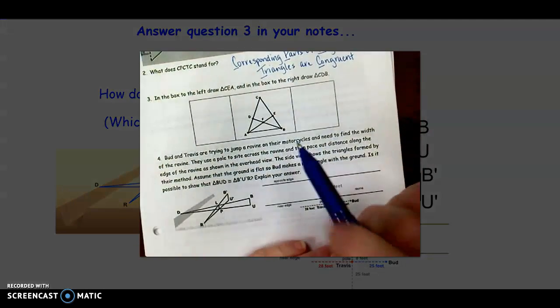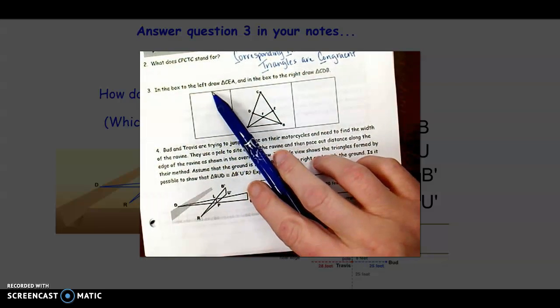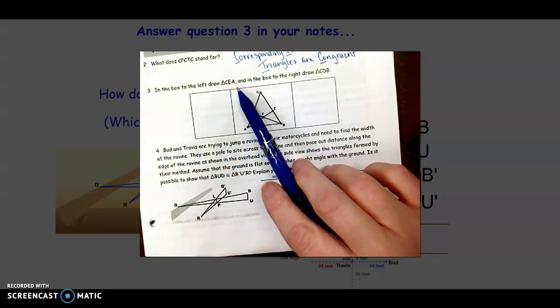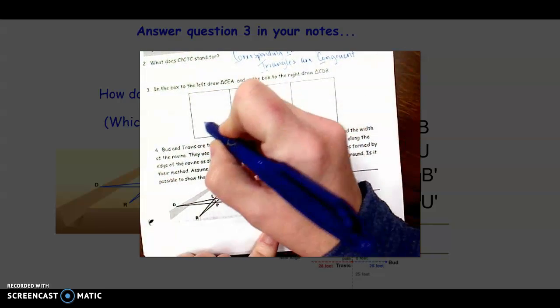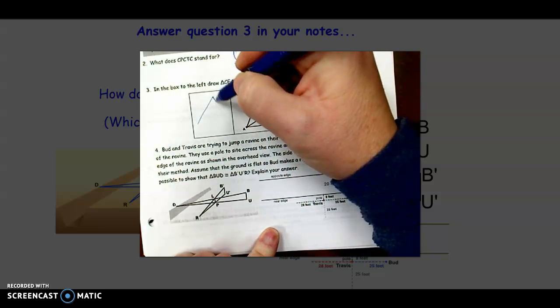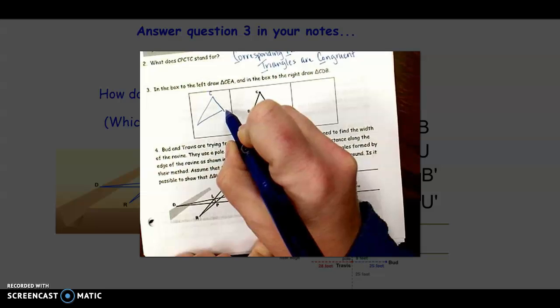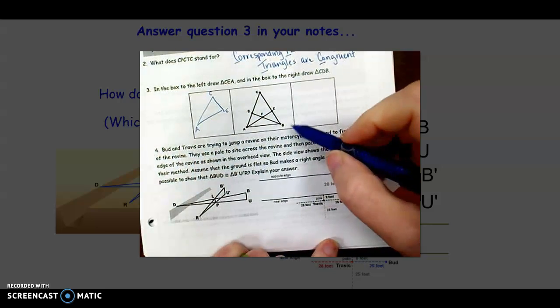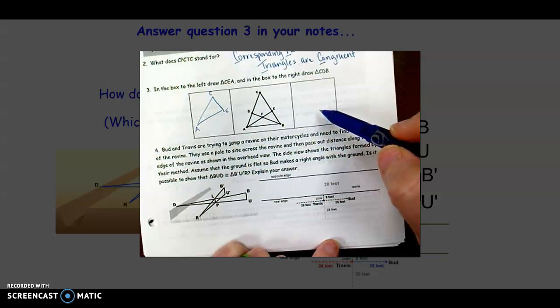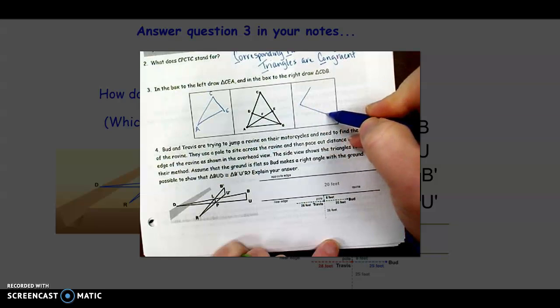This kind of helps us see a little bit that we have two different triangles here. It says in the box at the left, draw triangle CEA. So you're just drawing this triangle here. So I'm going to measure or draw CEA here. Here's CEA, and I'm just sketching it, and you can do that as well. And in the box to the right, we're drawing CDB. So here's CDB. It goes the opposite direction, like this.